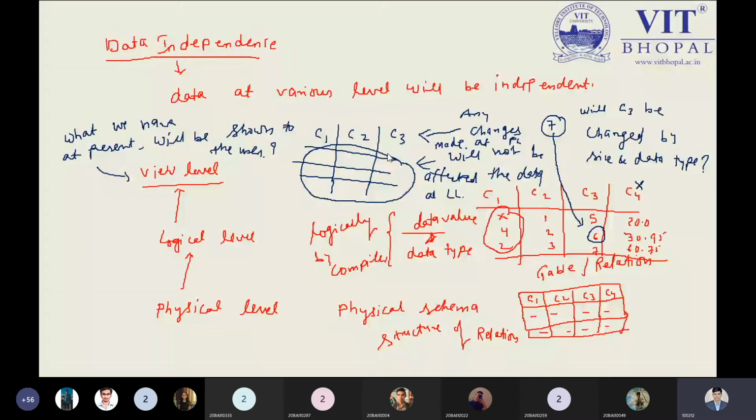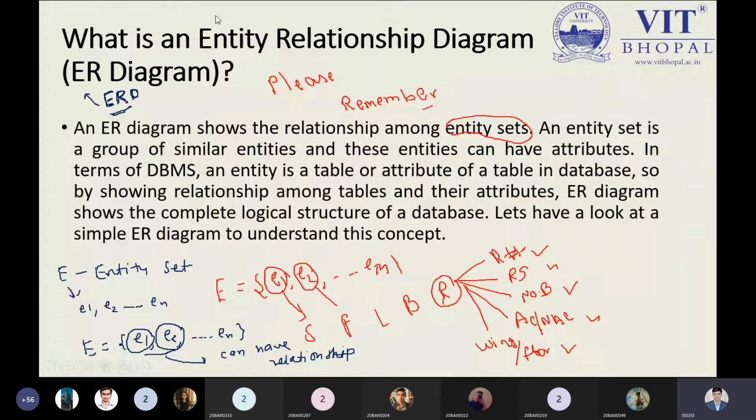So I'm moving to the next part that is more important. What is an entity relationship diagram? That is the point. Entity relationship diagram is known in shorthand as ERD. ERD stands for entity relationship diagram. So what is the ER diagram?